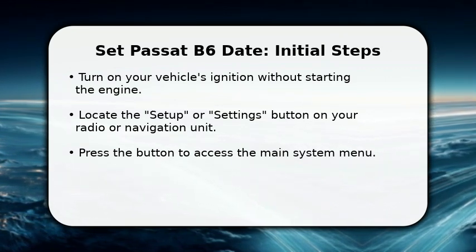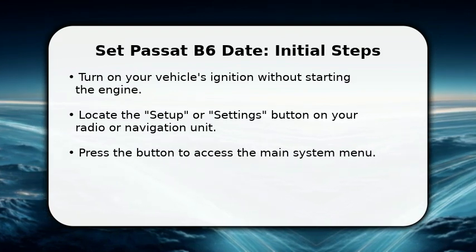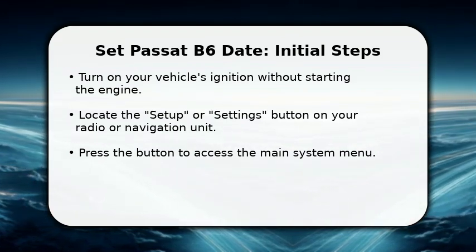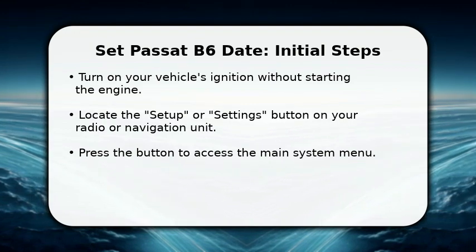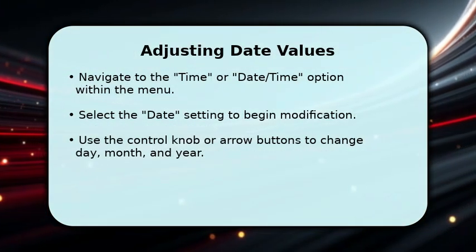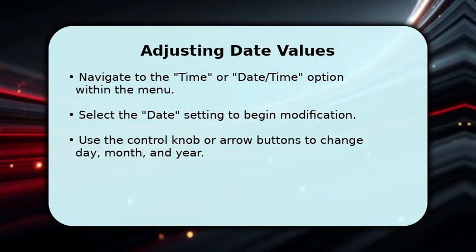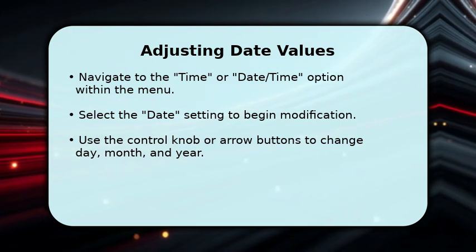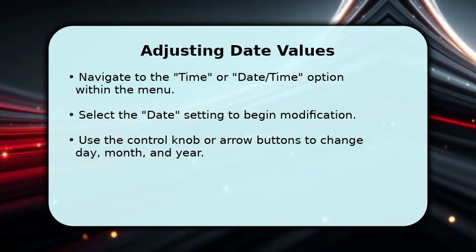Next, find the Setup or Settings button on your radio or navigation unit. Pressing this button will open the main menu, where you can adjust various vehicle settings. Once in the main menu, use the control knob or arrow buttons to scroll and select the time or date/time option. Within this submenu, you'll find the specific date setting.